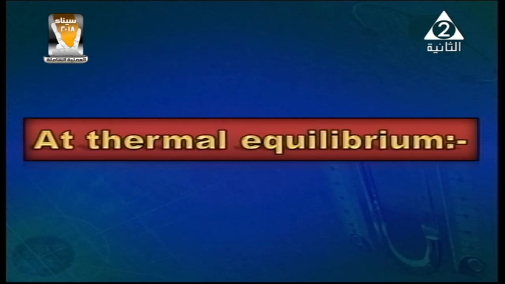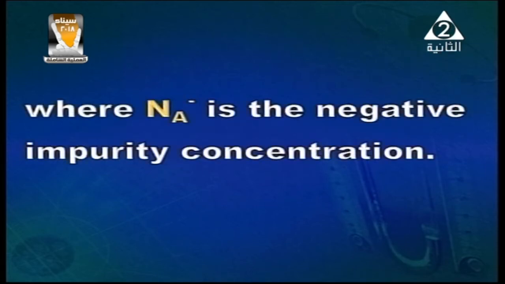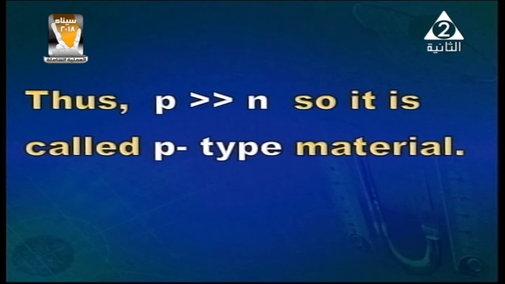And now your attention please, we'll make some calculations here at thermal equilibrium. p, number of positive holes, is equal to number of negative acceptors and number of electrons. That's why the crystal is still neutral. Once again, Na negative is the negative impurity concentration. In this particular type, number of positive holes is much greater than the number of free electrons. So it is called p-type material.